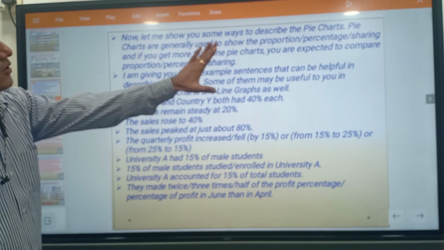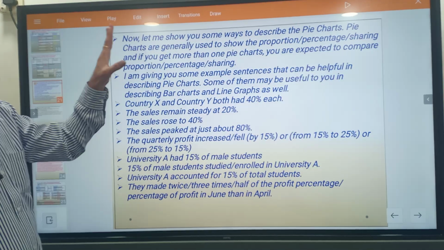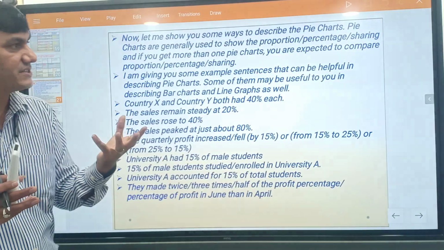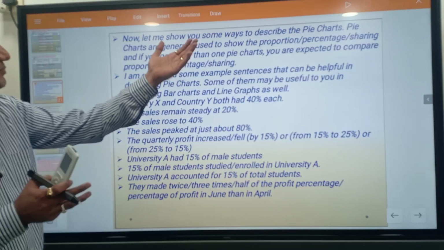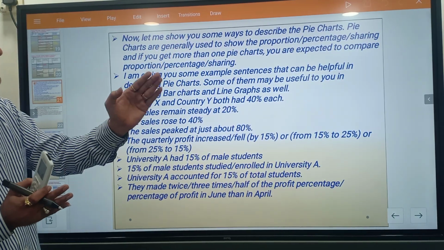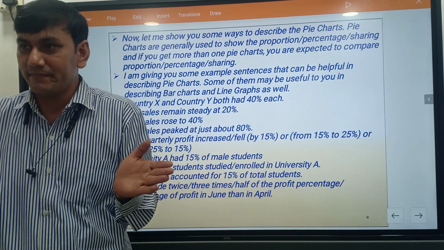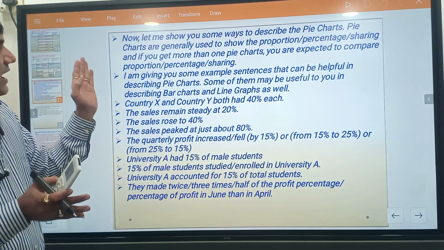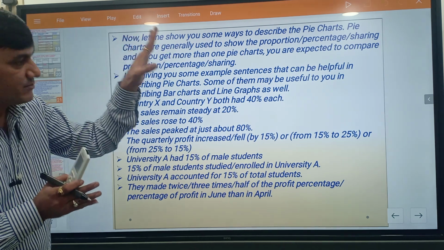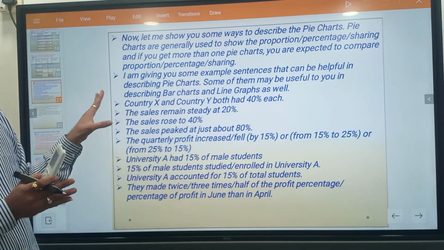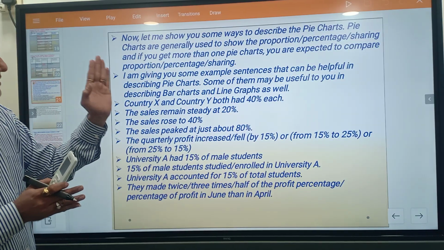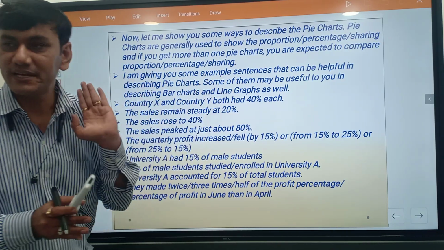Now, how to describe a pie chart? For example, pie charts are generally used to show the proportion, that means percentage, distribution, right? Percentage, sharing, proportion, and if you get more than one pie chart, you are expected to compare proportion or percentage or sharing. Now, I am giving you some example sentences that can be helpful in describing a pie chart. Some of them may be useful to you in describing a bar chart or line graph as well. For example, country X and country Y both had 40% each.